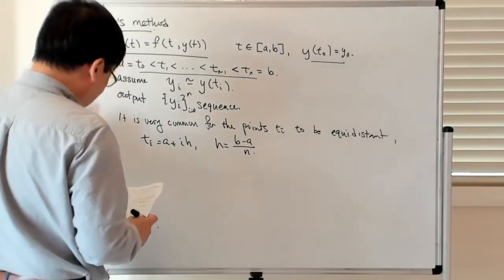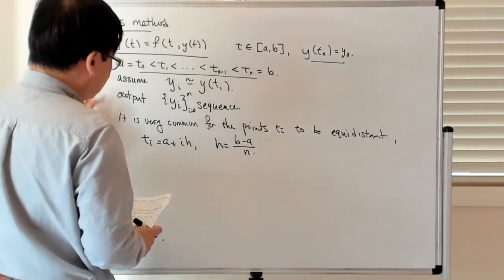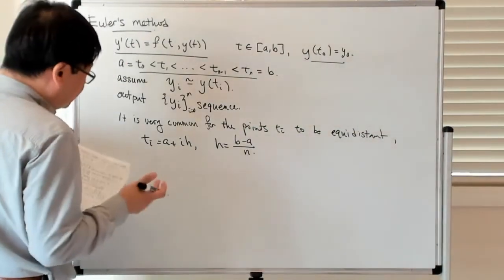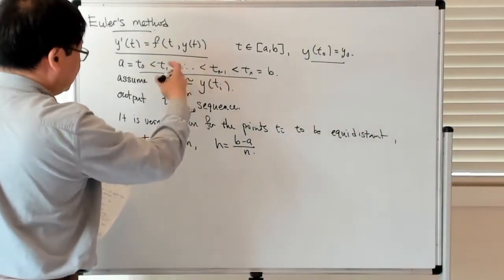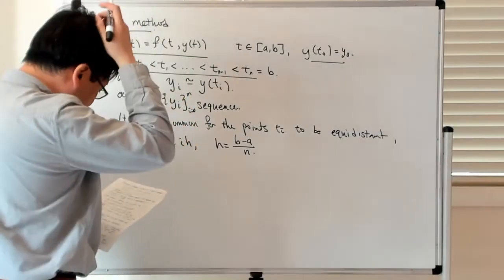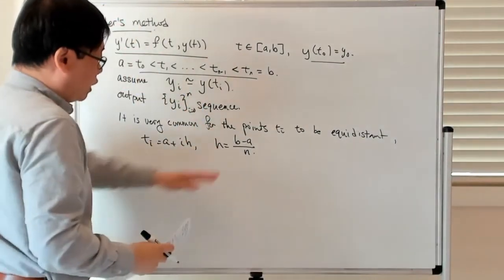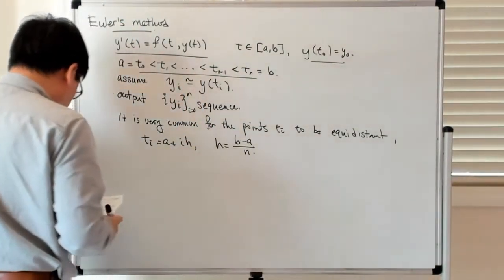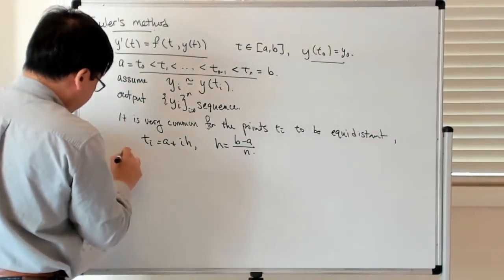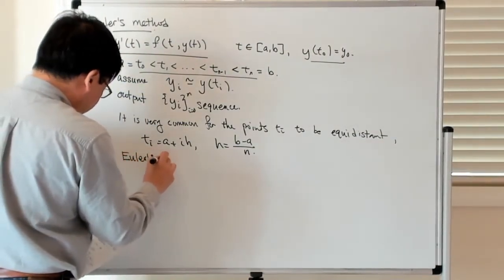So with that set up the way it is, we can talk about Euler's method. And I guess in principle you could have used Euler's method with non-uniform time steps as well, but it is again very common to have this uniform time step setting. Okay, so in any case, Euler's method.